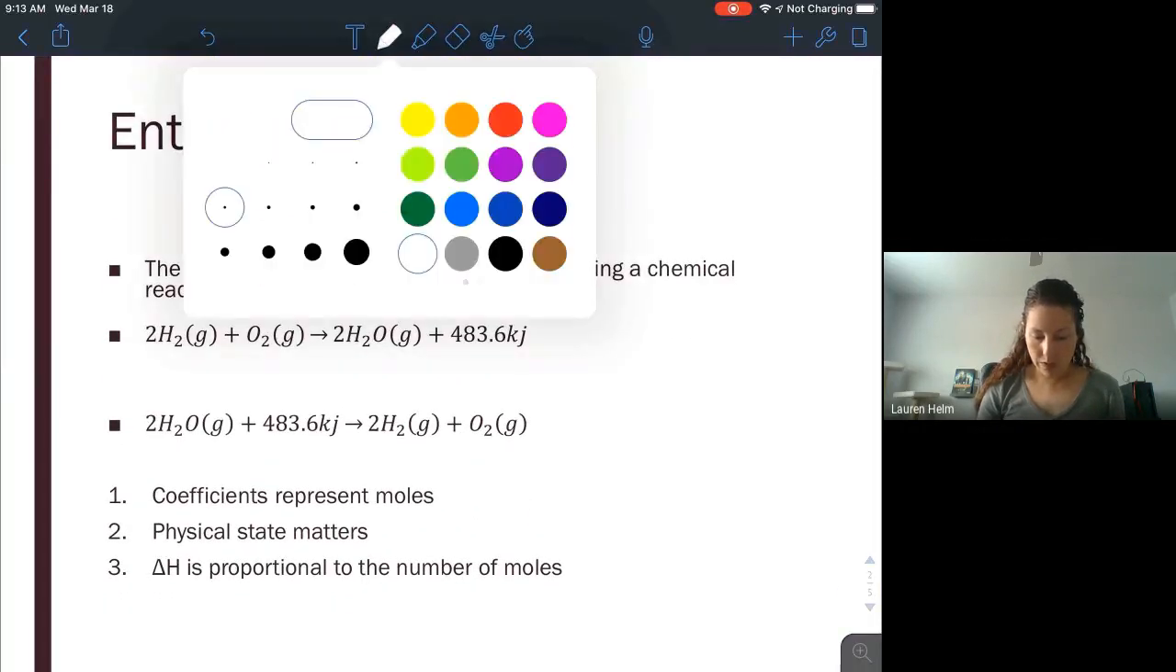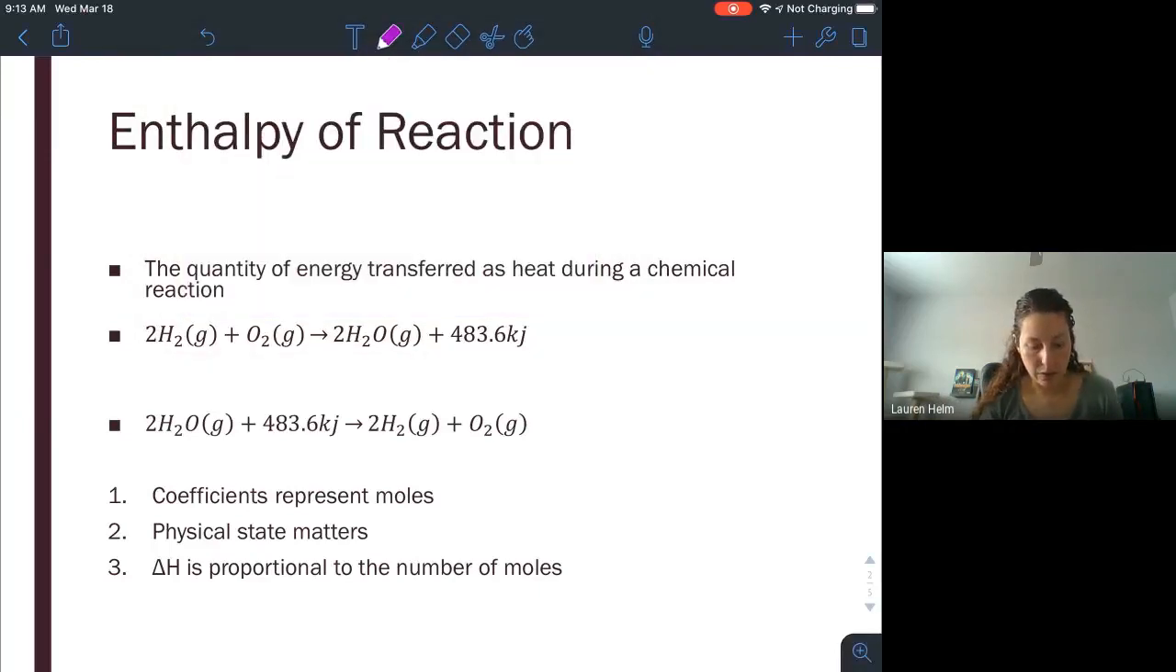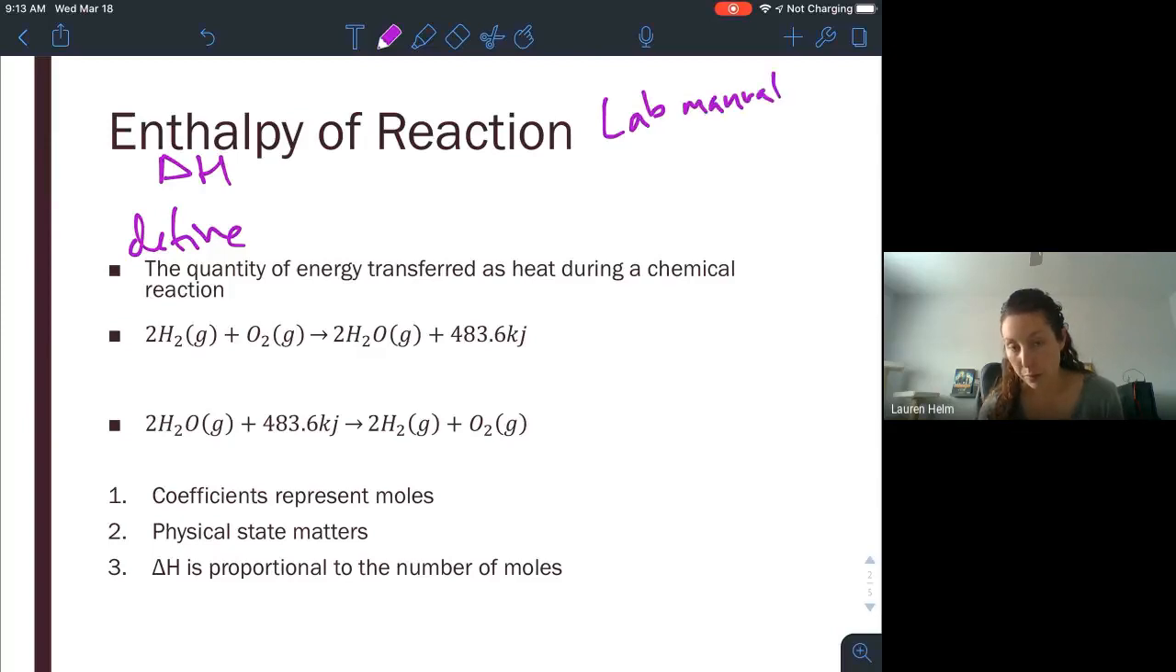So let's start with enthalpies of reactions. Remember, enthalpy, or delta H, is the change in heat energy for a reaction from start to end. And we can define this as the quantity of energy transferred as heat during a chemical reaction. These are known amounts for different reactions, and you can look them up. If you have your lab manual, it's going to be on page 93, and if you have your textbook, it's going to be on page 862.